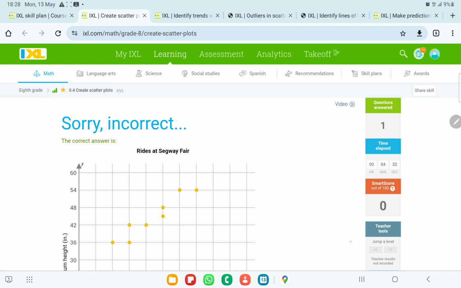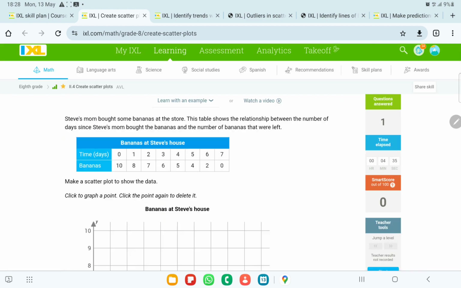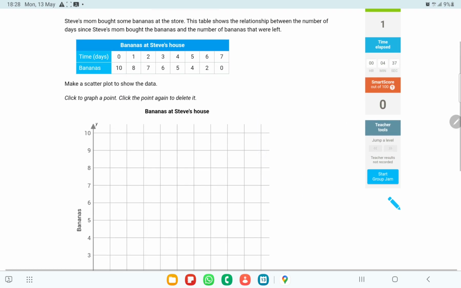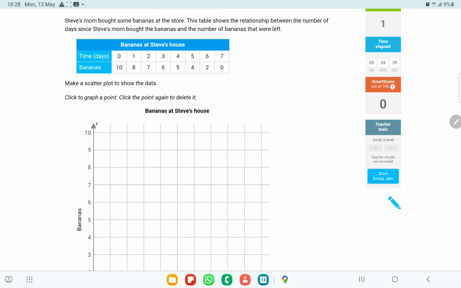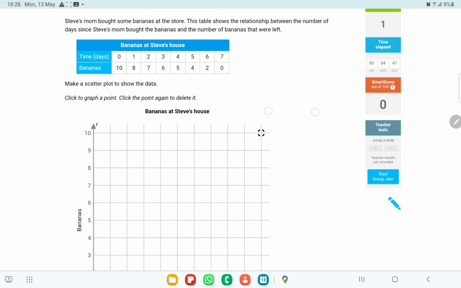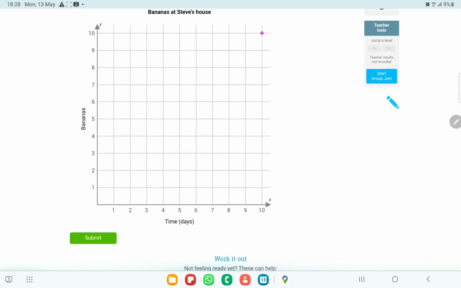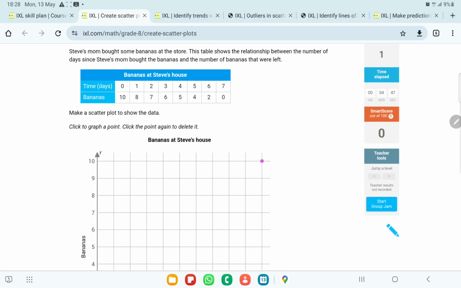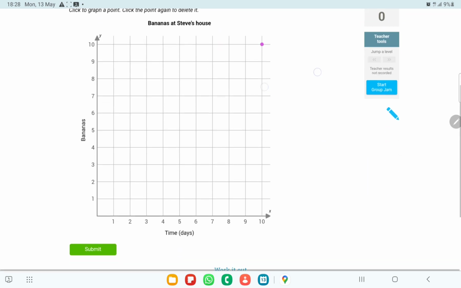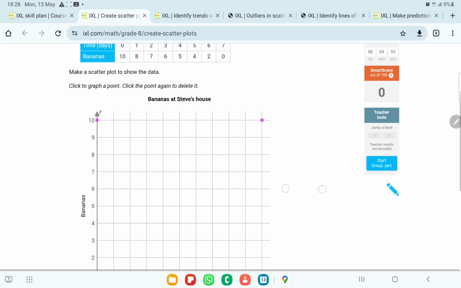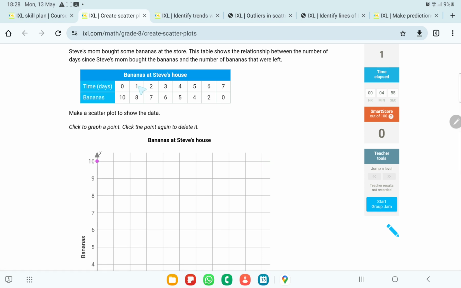creating scatter plots. Let's do this one together. What do you have here? Time in days and number of bananas. You have two axes here if you notice, the time in days and the bananas. So what do you have? 0 was 10, so time 0 days with 10 bananas, and what else?